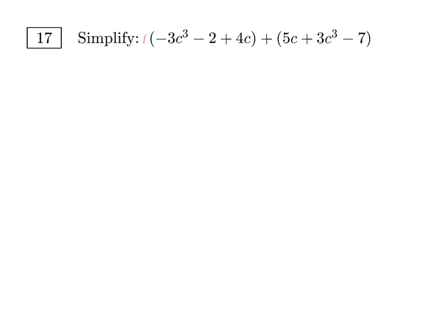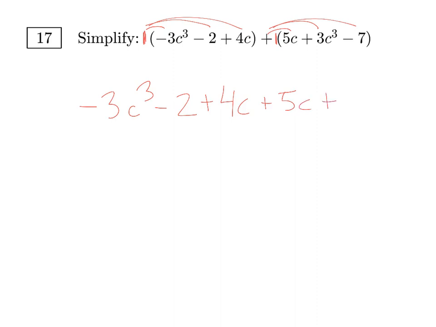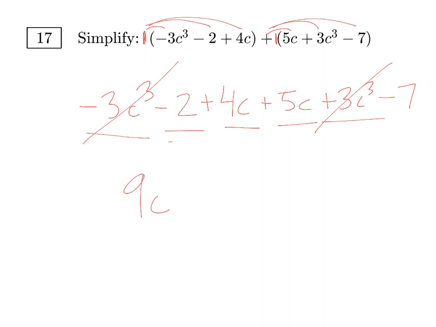All right, for the next one, same thing here. We have a 1 in front. When you distribute the 1, nothing changes. So I'm just going to have negative 3c cubed minus 2 plus 4c. Here I have a 1 in front. It's a positive 1. Nothing changes. Simple stuff. So it's plus 5c plus 3c cubed minus 7. All right, just add like terms now. Be careful. Negative 3c cubed plus 3c cubed, those cancel out. Then I have 4c plus 5c, which is 9c. Then I have negative 2 minus 7, which is negative 9. And that's all we could do. We're done.